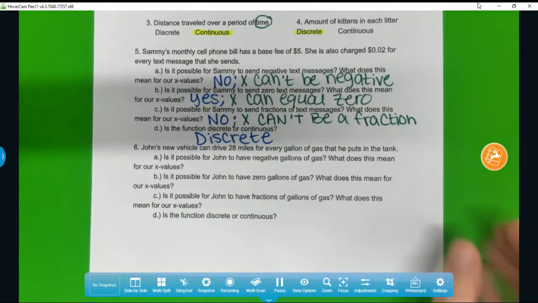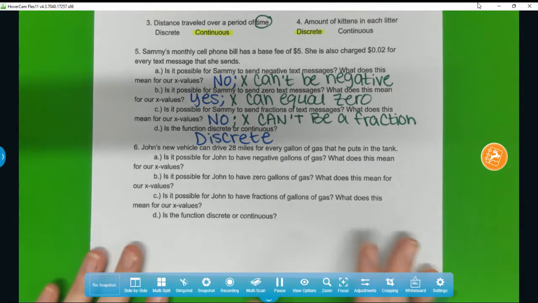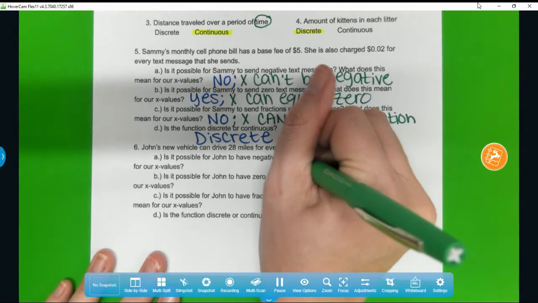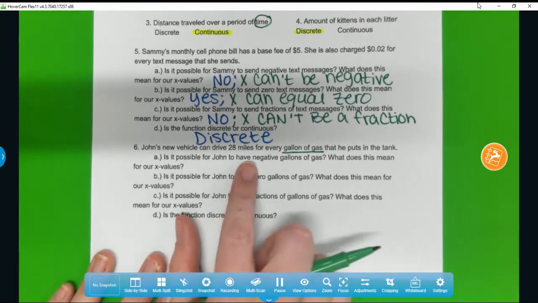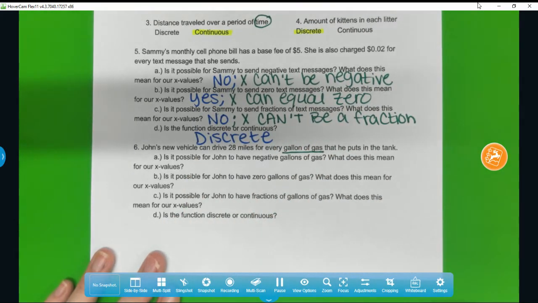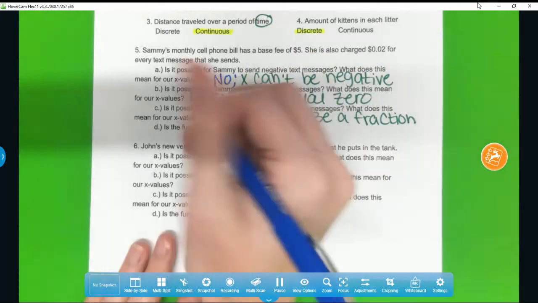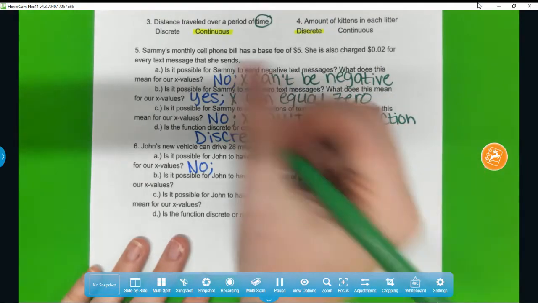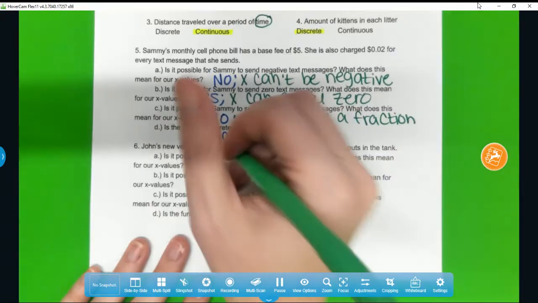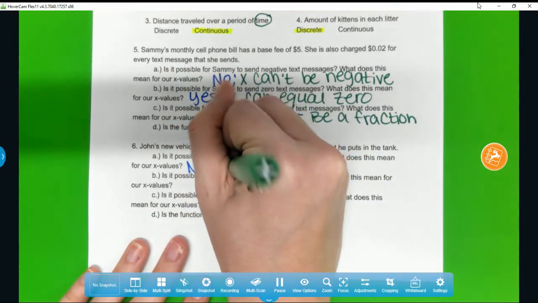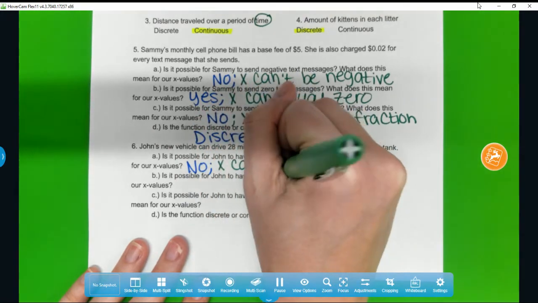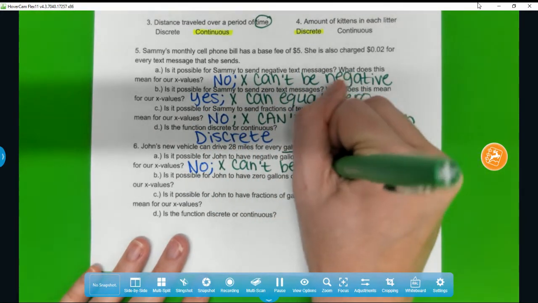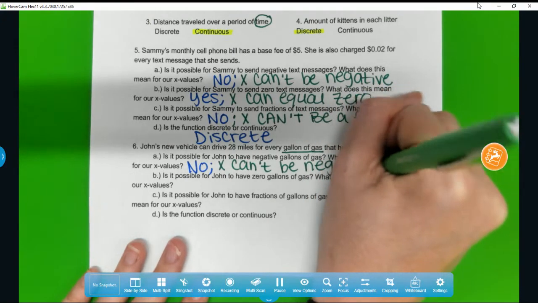Okay, let's look at this one. John's new vehicle can drive 28 miles for every gallon of gas that he puts in the tank. So in this problem, we're focused on the gallons of gas. So is it possible for John to have negative gallons of gas? No. What does this mean for the x values? It means that x can't be negative. So all of our x values are going to be positive.